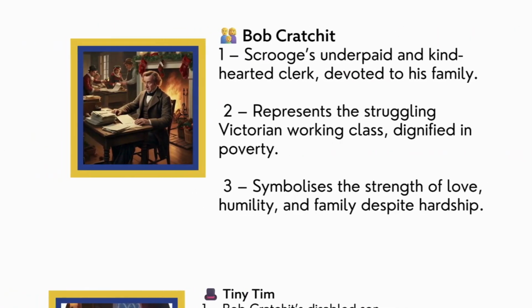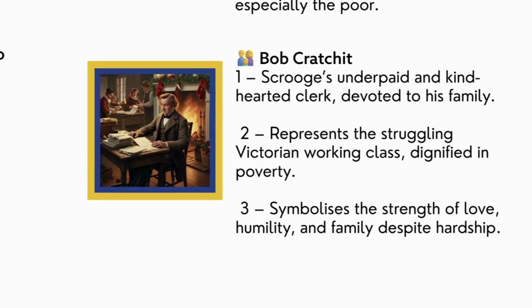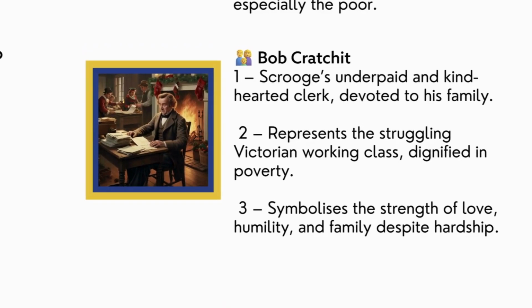Then we have Bob Cratchit. So Bob Cratchit is Scrooge's underpaid and kind-hearted clerk, and he's devoted to his family. Okay, and he represents then the struggling Victorian working class who nevertheless remain dignified in poverty. He doesn't have much money, but that doesn't mean to say that he can't keep his dignity, and he does. And he symbolises the strength of love, humility and family despite hardship.